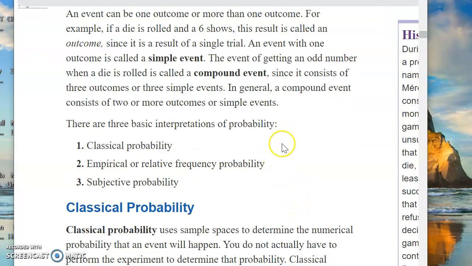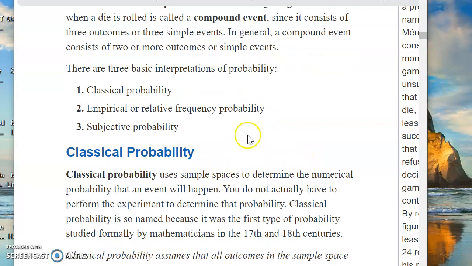Okay. So now what the author wants to do now is he wants to explain that there's three interpretations of probability. Okay, and here they are: classical, empirical, subjective. So let's talk about each one of those.